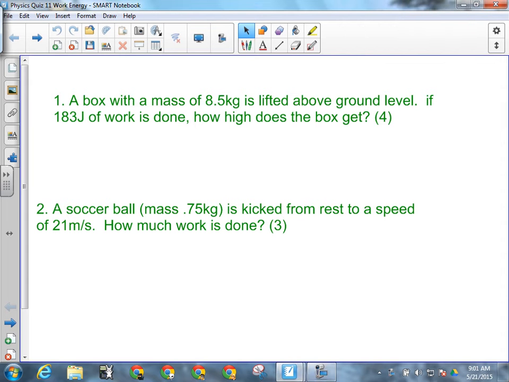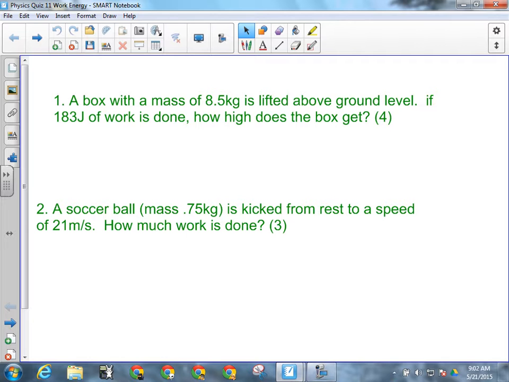All right, so like we said, the most important thing with work energy theorem questions is interpreting the context of the question, okay? And that is figuring out what kind of energy is changing, what we've got to find here. So we got a box with a mass of 8.5 kilograms that's lifted above ground level, and 183 joules of work is done. How high does the box get?